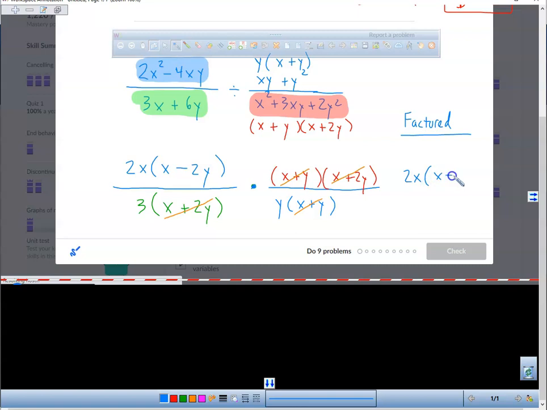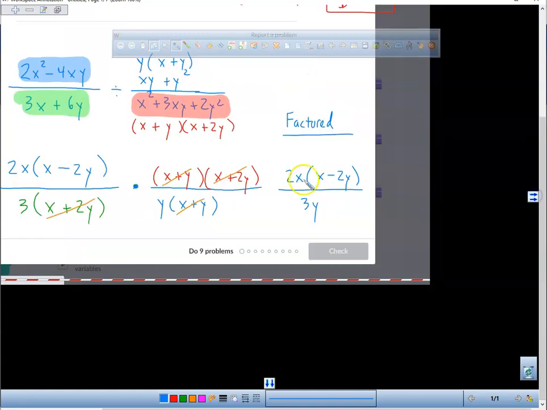and an x minus 2y all over, what's the only thing I have left remaining in the denominator? A 3y. Now, if they want it in expanded form, we would have to distribute and get 2x squared minus 4xy, because 2x times x is 2x squared, and 2x times a negative 2y is a negative 4xy all over 3y.